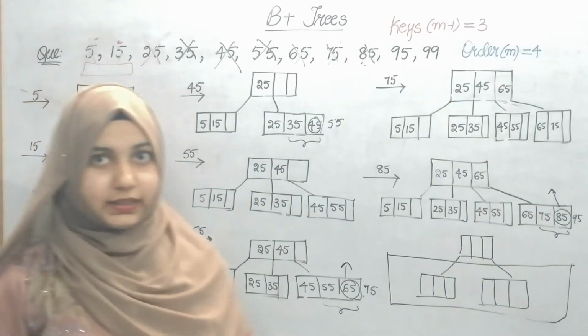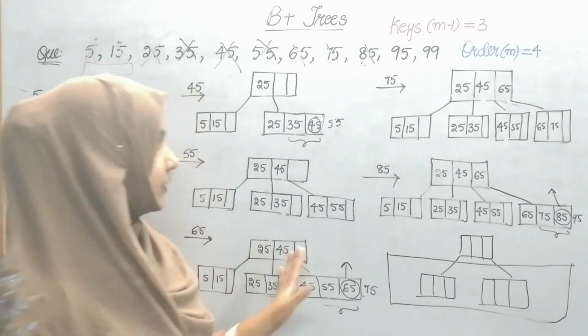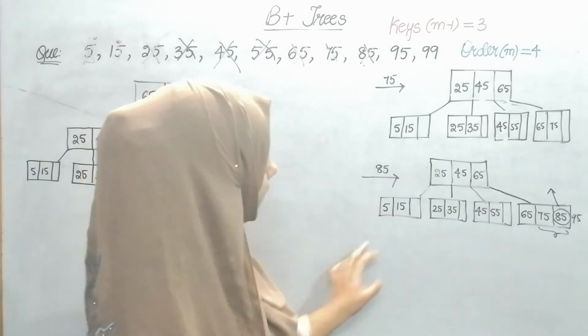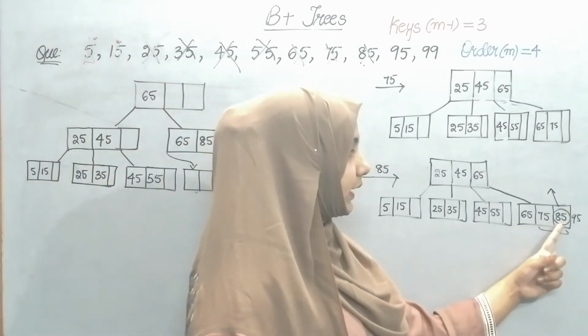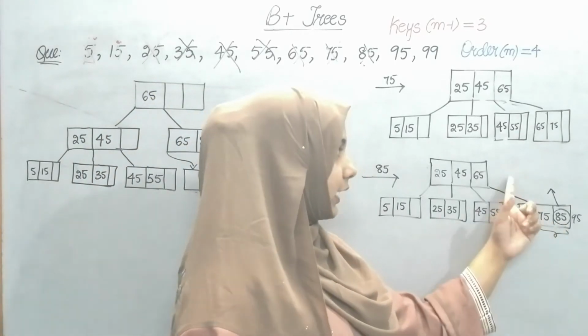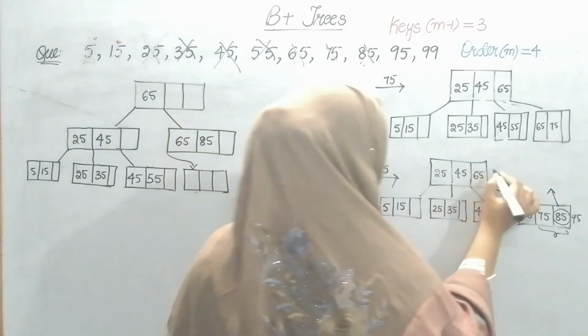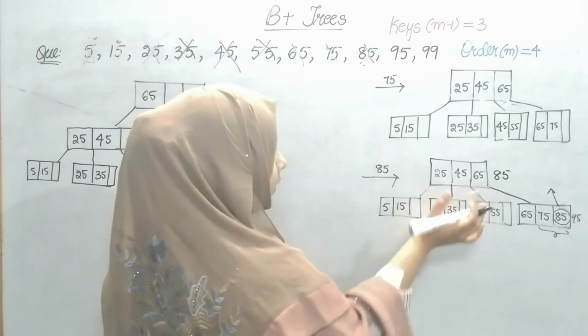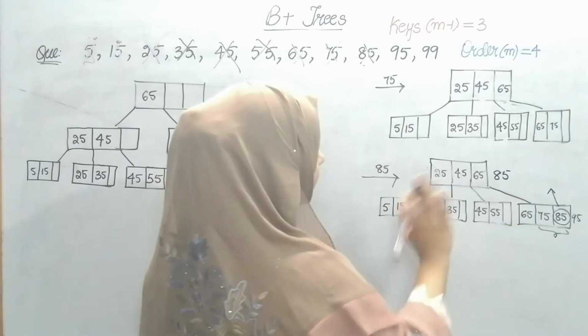Getting clear? Let me just erase this and draw the rest. Okay, so see here, the middlemost element is what? 85. We are sending 85 up. So when I'm sending 85 up, what happens? Even here the node is full. If I want to insert 25 here, I cannot do.